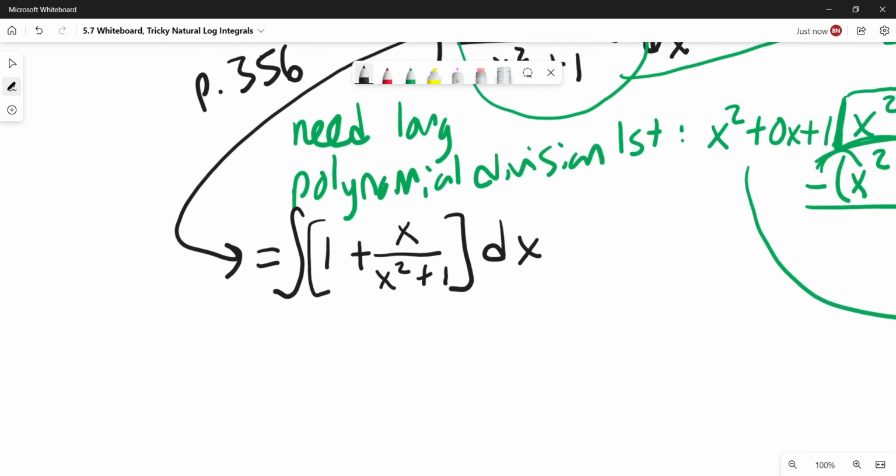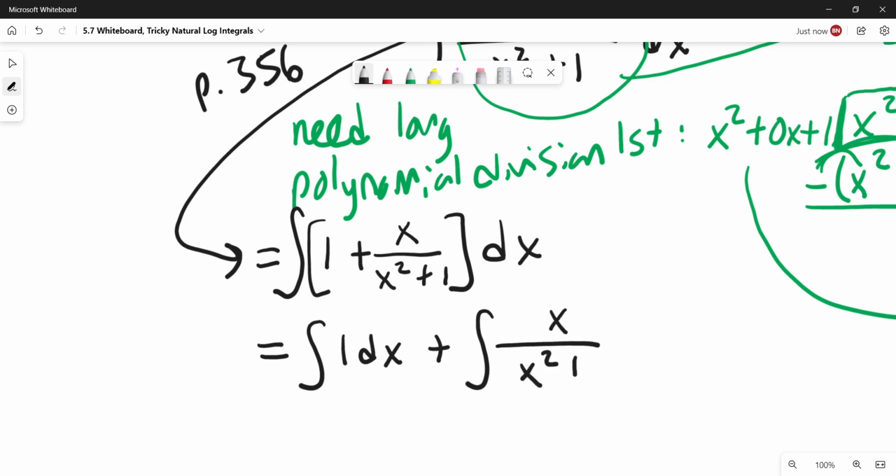When you have separate terms in your integral, just like if you're integrating a polynomial, you can split it up. So this is the same thing as the integral of 1 dx, or even you can just write it as the integral of dx plus the integral of x over x squared plus 1 dx.